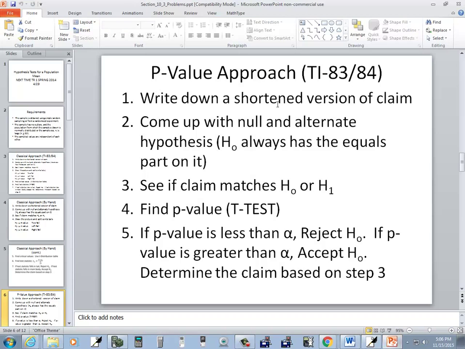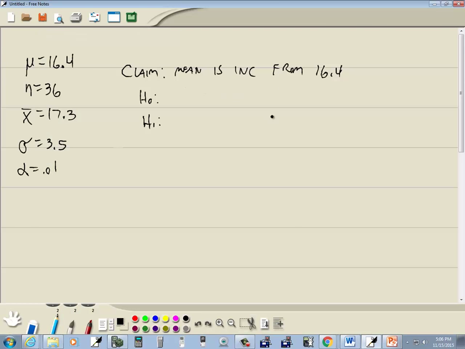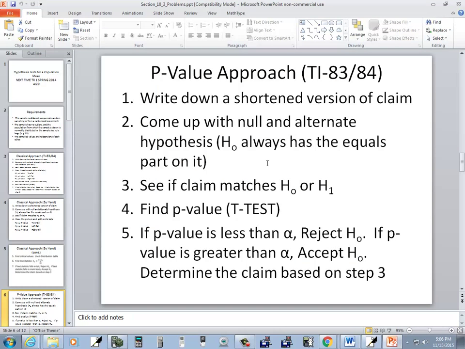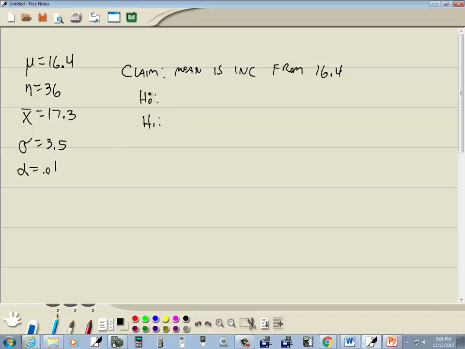Okay, step 1. Write down a shortened version of the claim. Well, you did that. Step 2. Come up with your null and alternative hypothesis. Increasing is greater than. So that would be H1. Mu is greater than 16.4. Remember, the only symbol we can put on H naught is equal. So that's mu is equal to 16.4. Step 3, see if your claim matches H naught or H1. Well, it obviously matches H1.